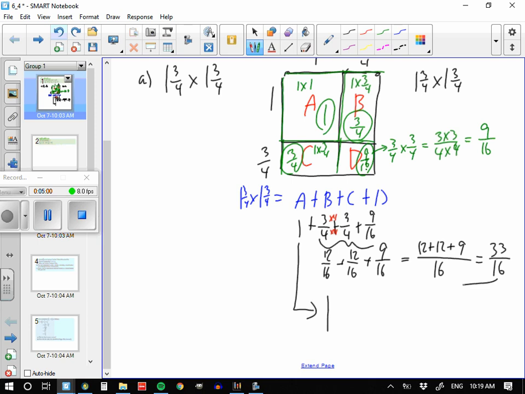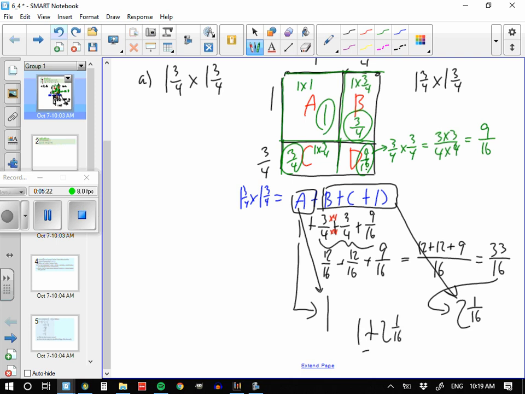I'm going to change it to a mixed fraction of 2 and 1/16. So B, C, and D, we're going to add up to be 2 and 1/16. A is simply 1. So when I put those together, 1 plus 2 and 1/16, I get my final answer of 3 and 1/16.